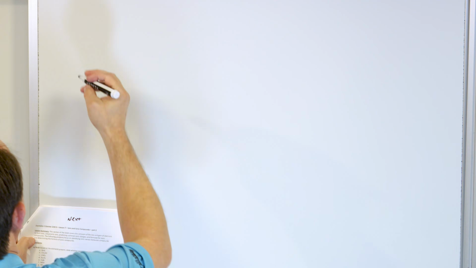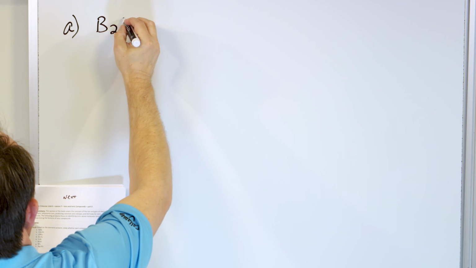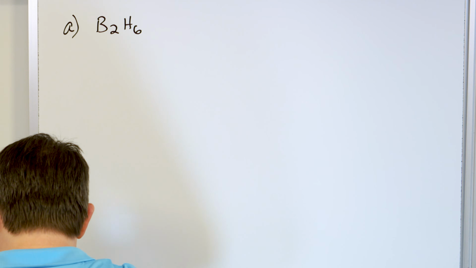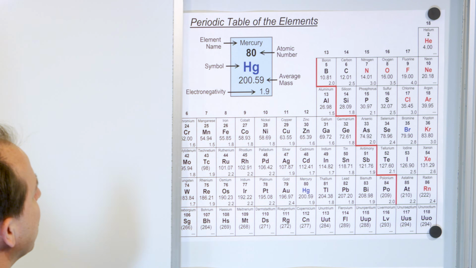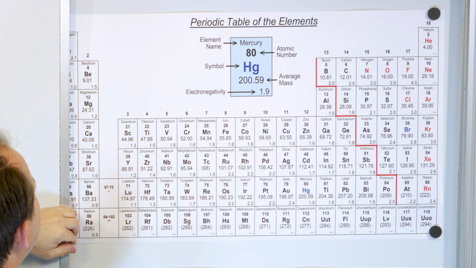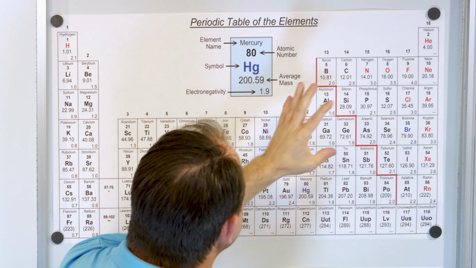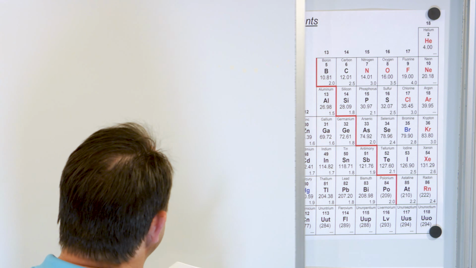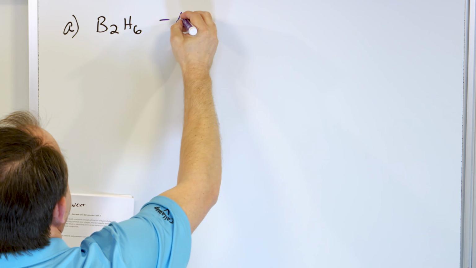All right, so let's see what we have. For the first one, let's call it B2H6. All right, so this is boron and hydrogen. Boron is on the right-hand side of the table, hydrogen's on the left. However, hydrogen is always counted as a nonmetal. So it's really two nonmetals coming together. So because of that, it is a molecule, or it's molecular.